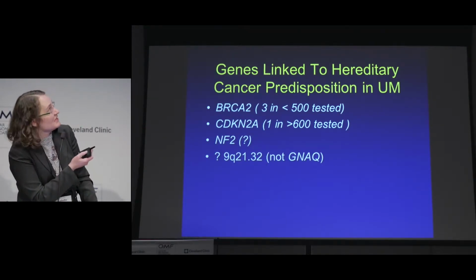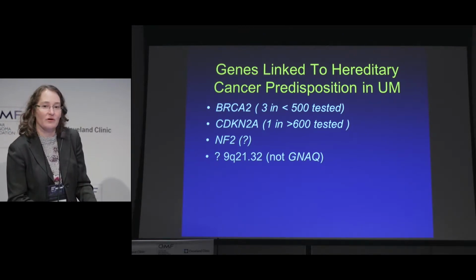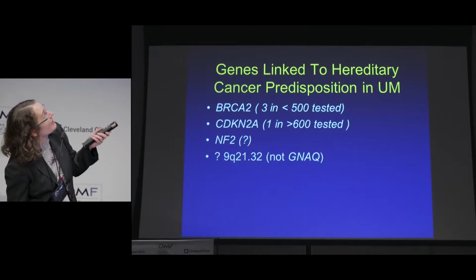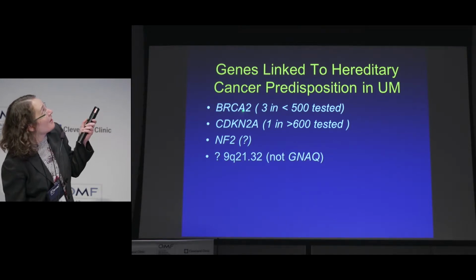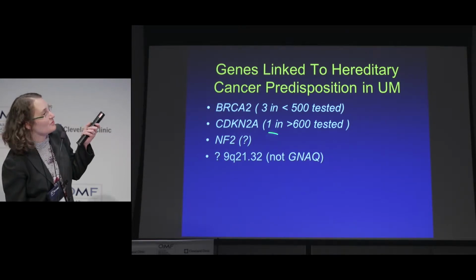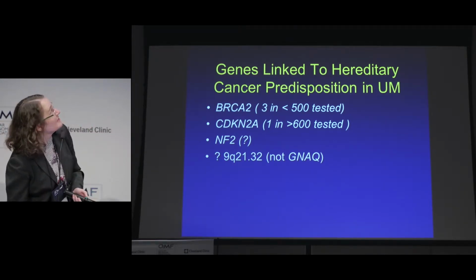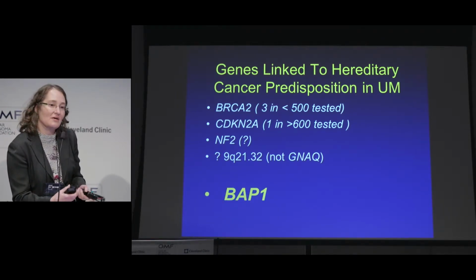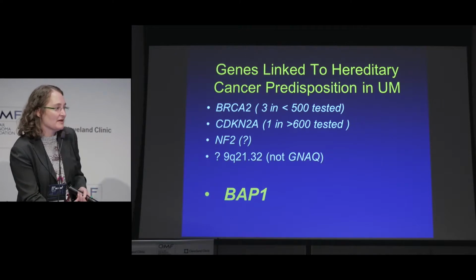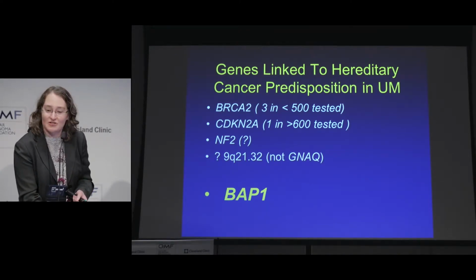These are just some of the genes that have been looked at, and you can see how rare they are to be a germline mutation for hereditary uveal melanoma. One is BRCA2, you've heard of that with breast cancer, that could be a rare cause. There's CDKN2A, that's another rare cause. So anyway, people are looking at things. But now BAP1 appears to be a little bit more common, important cause of these germline mutations.